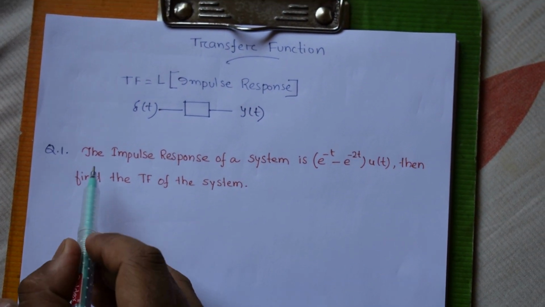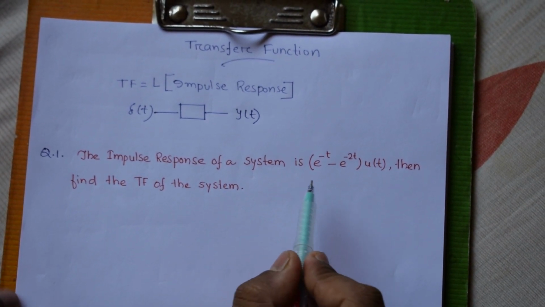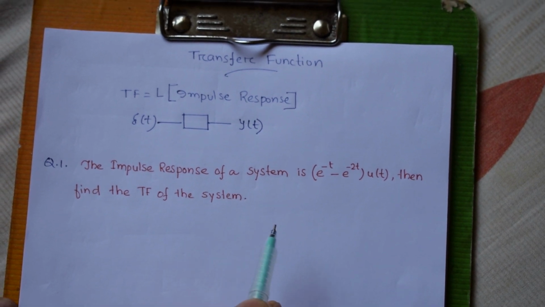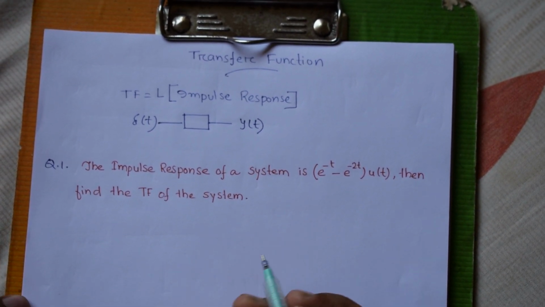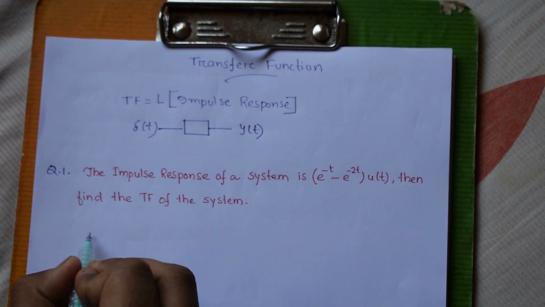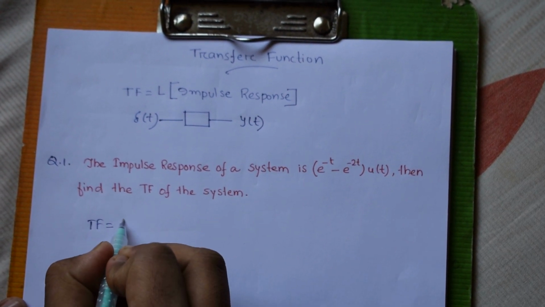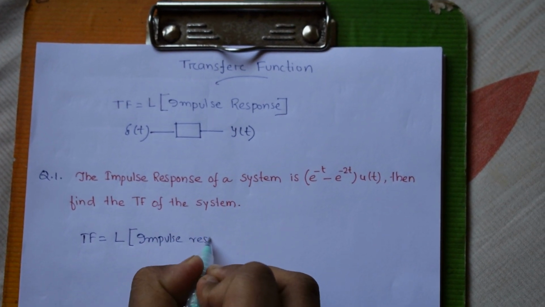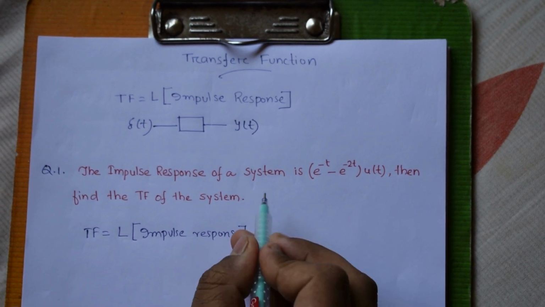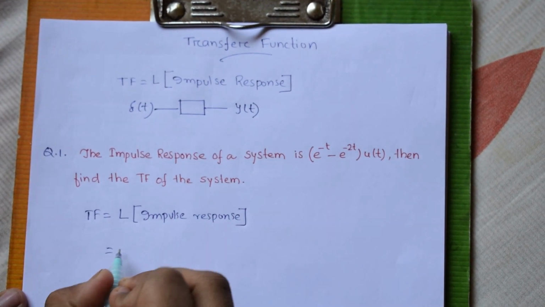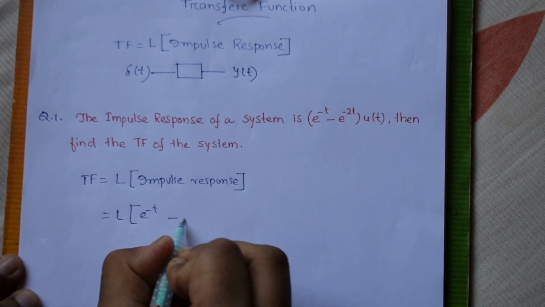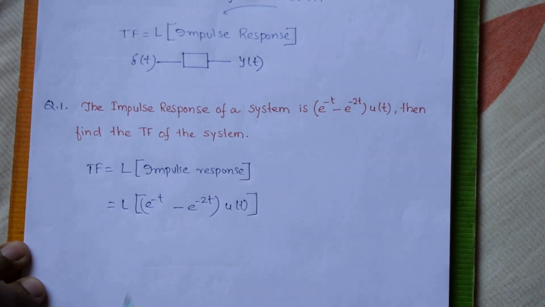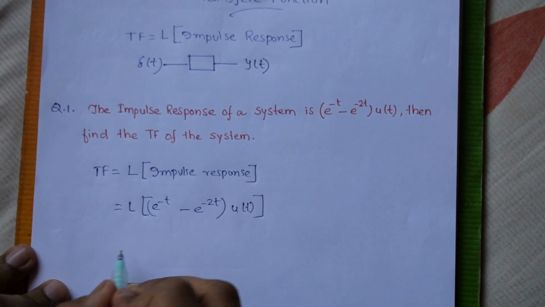Here the question is, the impulse response of a system is e power minus t minus e power minus 2t u(t). Then find the transfer function of the system. So how will we find the transfer function of that system? We know that transfer function is equal to the Laplace transform of impulse response. Here impulse response is given as e power minus t minus e power minus 2t u(t). So we just need to do the Laplace transform of this function.